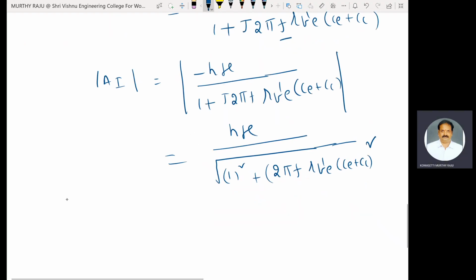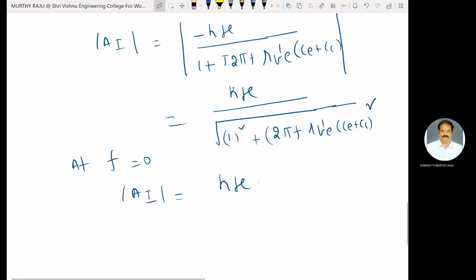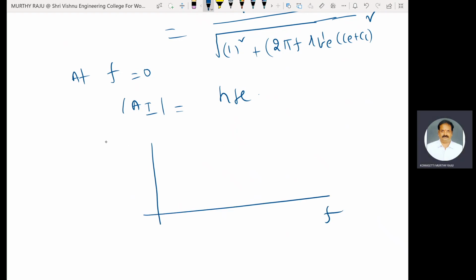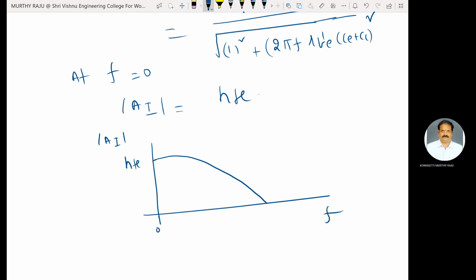At frequency f equal to 0, the low frequency range, the short circuit current gain of the CE amplifier is HFE. Mod A is equal to HFE at low frequency. Draw the characteristic curve, the frequency response curve. This one is f, this one is mod A. At frequency f equal to 0, the value is HFE. That value gradually decreases like that.